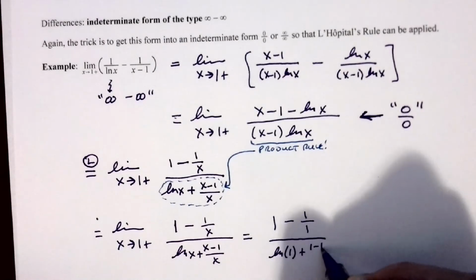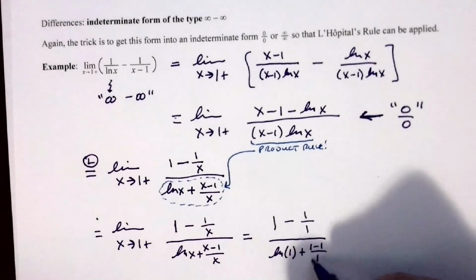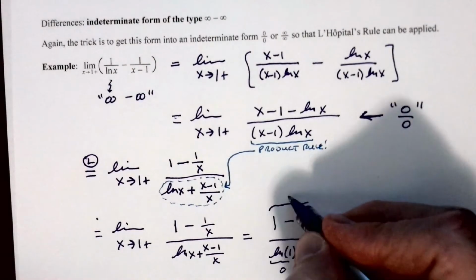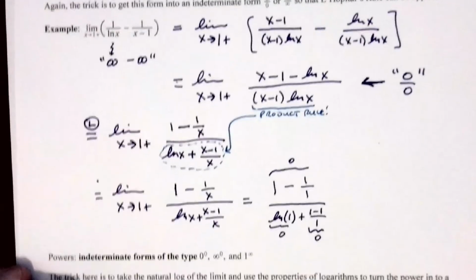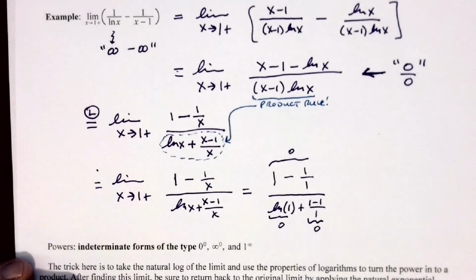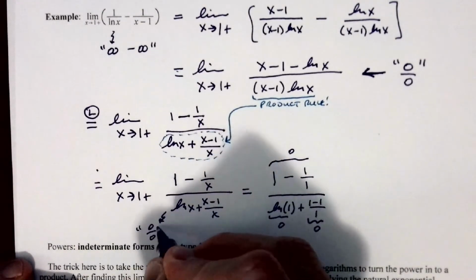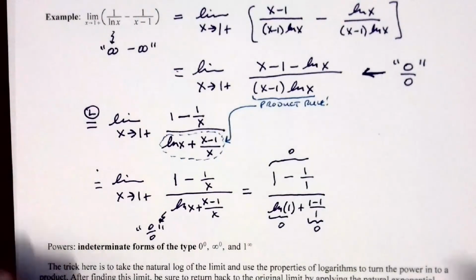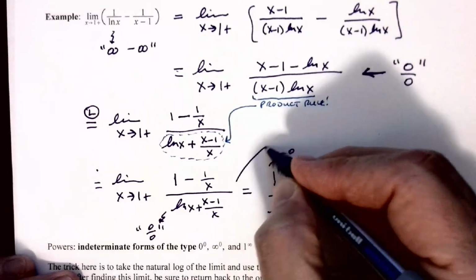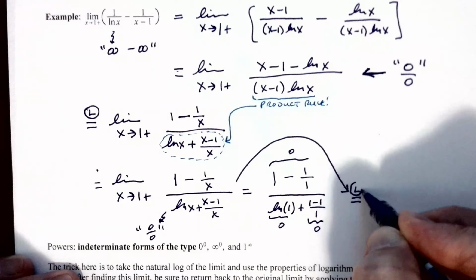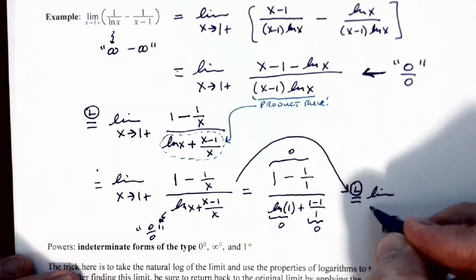I don't get something I can evaluate. 1 minus 1 is 0. This thing is 0. Natural log of 1 is 0. And the top is 0. I get 0 over 0, right? So this is again in the form 0 over 0. Okay, so what does that mean? It means L'Hopital's rule again. So I'm going to come over here, and by L'Hopital's rule, hopefully get somewhere here.